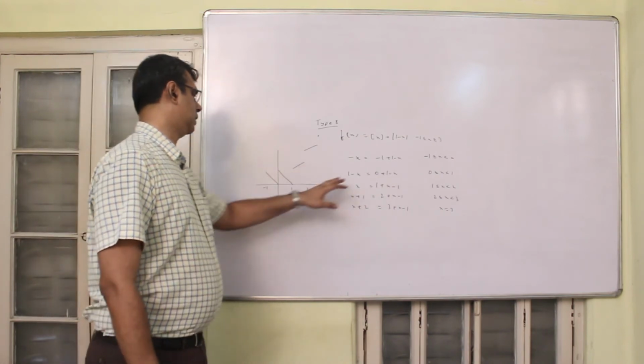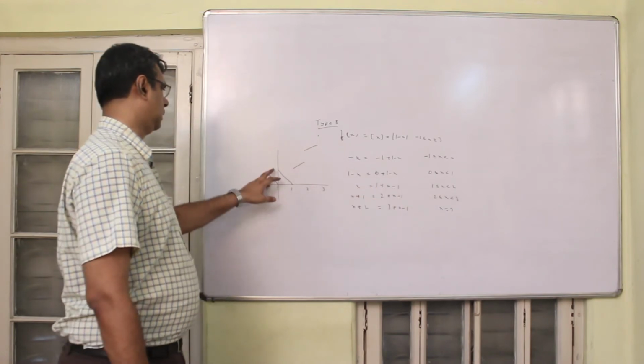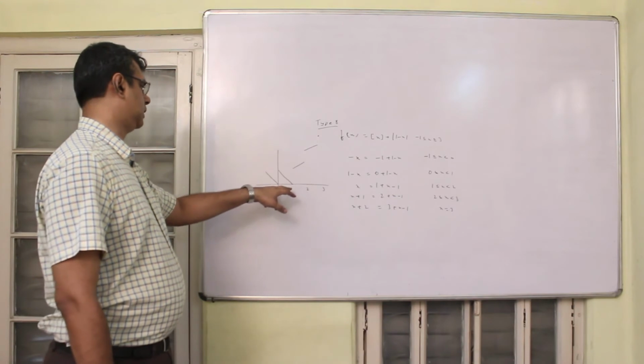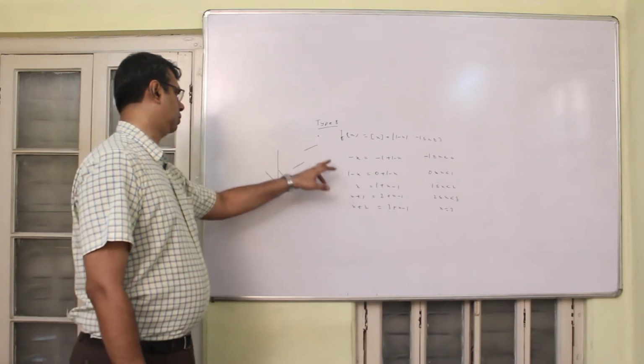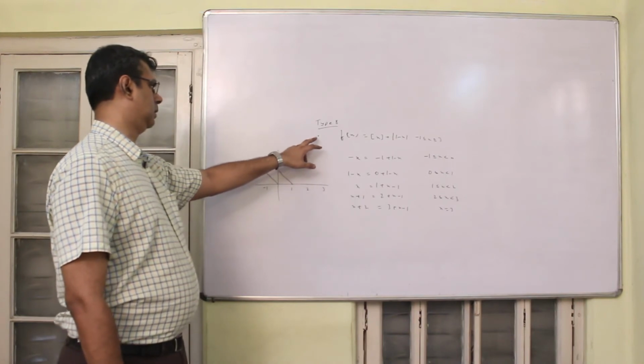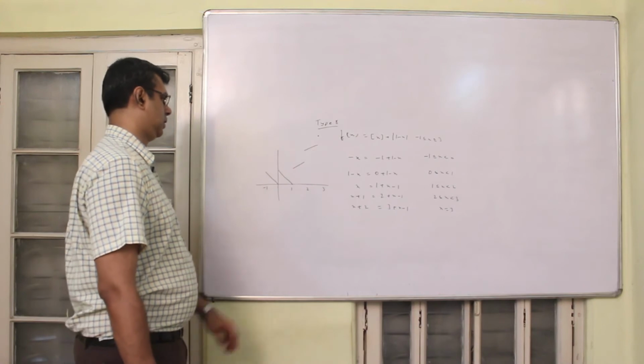Between -1 to 0, the graph is minus x. Between 0 to 1, the graph is 1 minus x. Between 1 to 2, the graph is x. Between 2 to 3, the graph is x plus 1. And at 3, the graph is just one particular point, that is 3 plus 2.